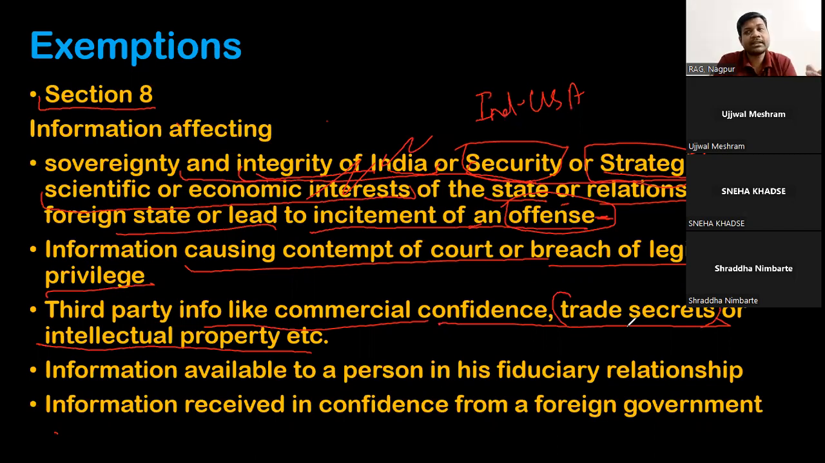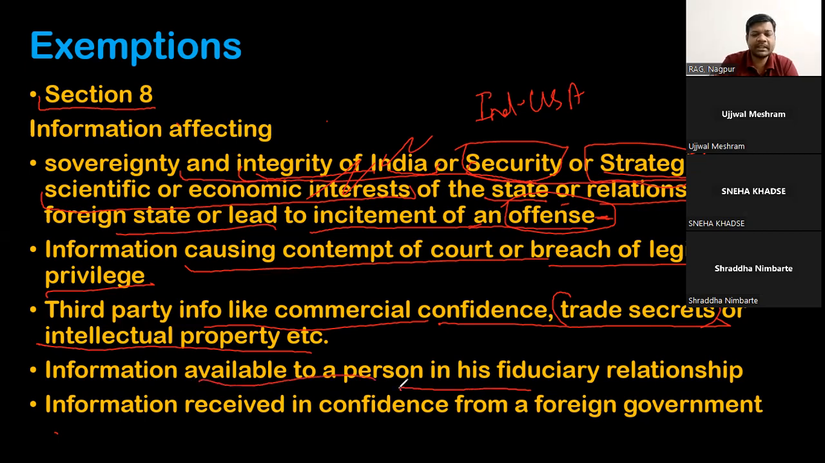Intellectual property, like if tomorrow I have discovered something which will convert iron into gold, it becomes my intellectual property, right? So nobody can ask me that information, how you are converting iron into gold. This is my intellectual property, this is my private property, right?